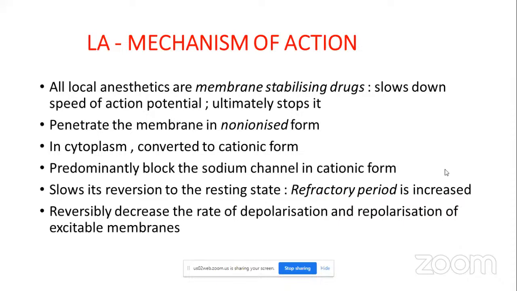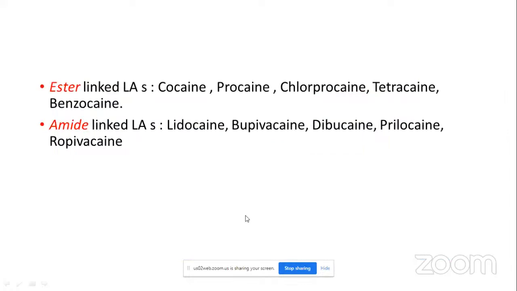It reversibly decreases the rate of depolarization and repolarization of the excitable membranes. As I told, based on the intermediate chain, local anesthetics are of two types, ester-linked local anesthetics and amide-linked local anesthetics. We can easily identify ester-linked local anesthetics by its name. There is only a single I in this group.